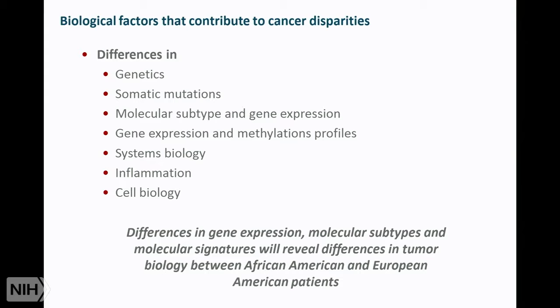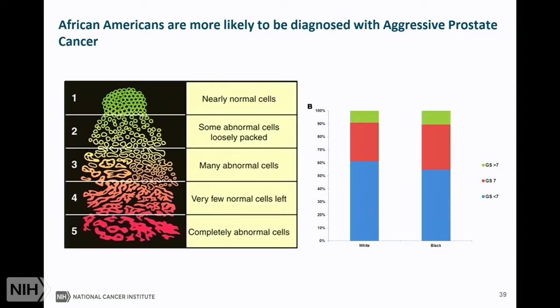So I'll give you a few examples and some highlights from the literature in this area. For those of you who are familiar with prostate cancer, you might know that its aggressiveness is measured in terms of the Gleason score. On the left, you can see that a Gleason score of 1 is mostly normal cells, whereas in 5, it's completely abnormal. There are various scores that put this together as a linear scale. So the higher it is, the more aggressive your tumor is.